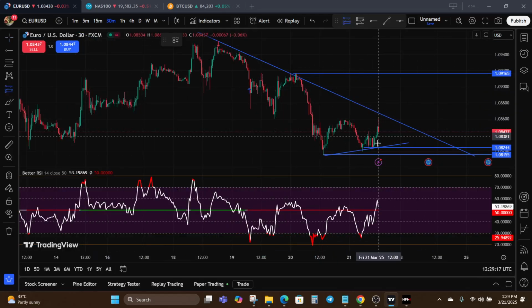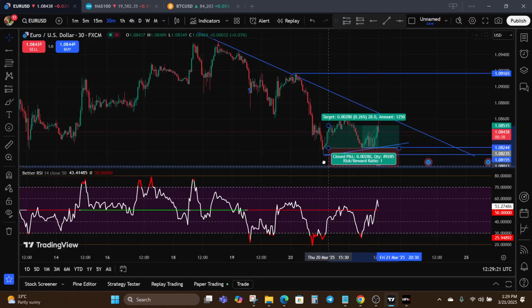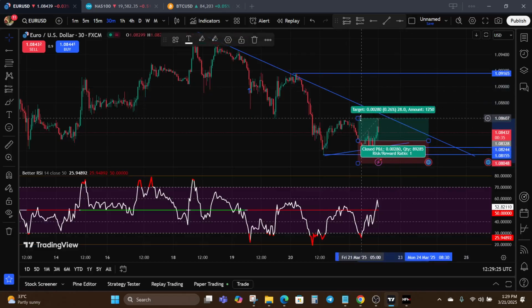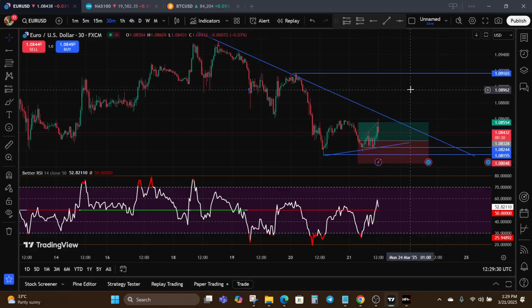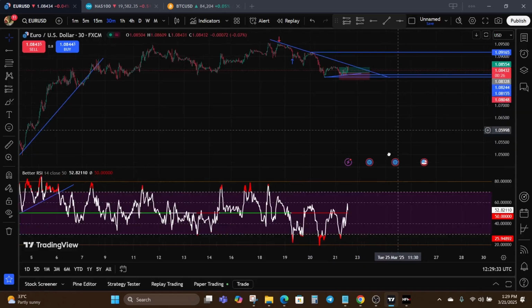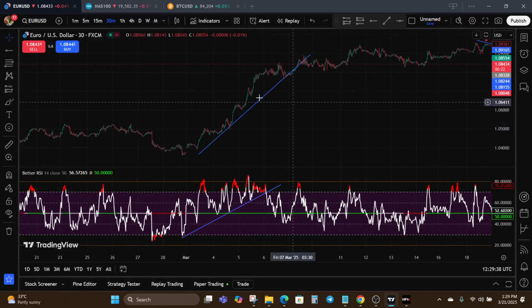If you enter a buy, you can set your stop loss below the recent swing low to manage your risk, and then your take profit can be at the nearest resistance level. But I'm going to recommend trading in the direction of the trend. So when in a sell trend, you should be looking for sell opportunities. In a buy trend, you should be looking for buy opportunities.